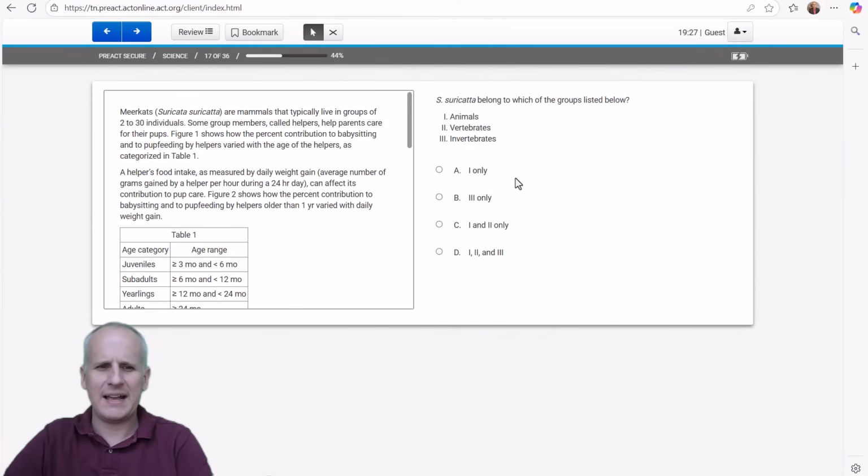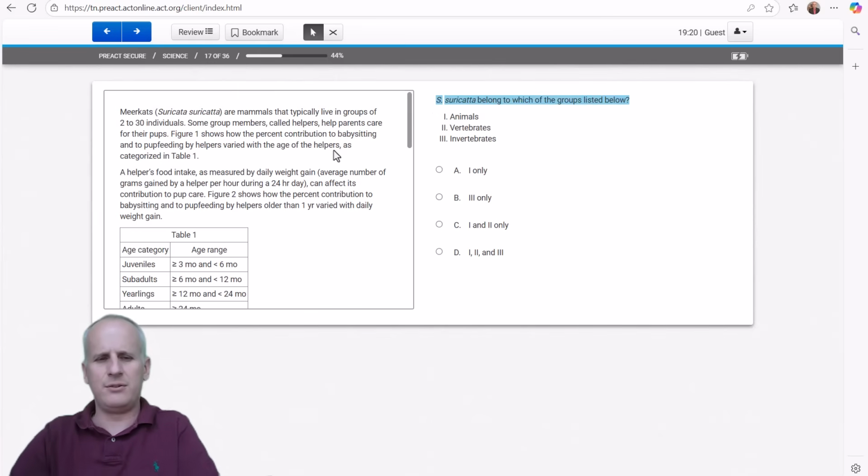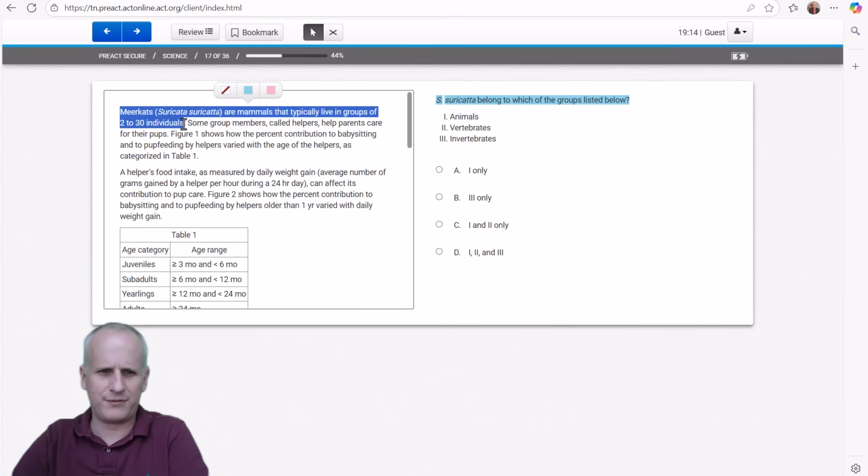Here we're being asked, S. suricata belong to which of the groups listed below? So once again, I've got to finally go into the introductory paragraph, and we're told that meerkats are S. suricata, and they live in groups of 2 to 30 individuals, and they are mammals. Some group members called helpers help parents care for their pups, and that's pretty much all we need. So I know that a mammal is an animal.